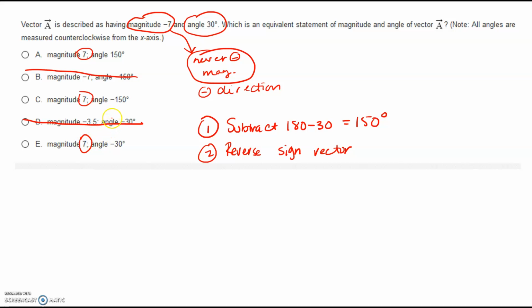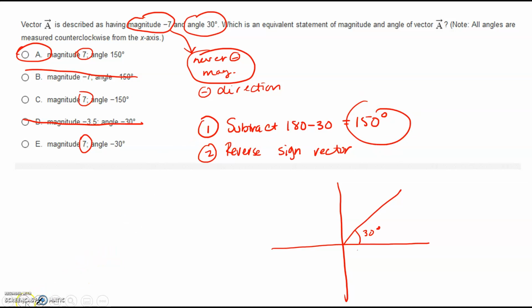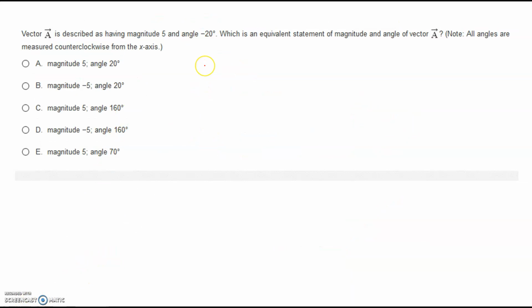And then it says, if we are going counterclockwise, the x, so this vector, if I have this, and this is at 30 degrees, then if I am going counterclockwise, it's 150 degrees here. We'll just do this. It's 150 degrees. Okay, and this one is also very similar.